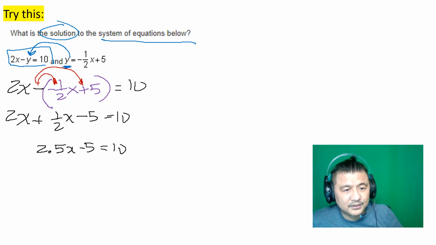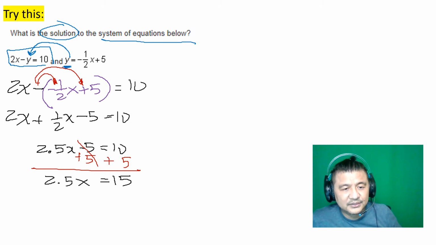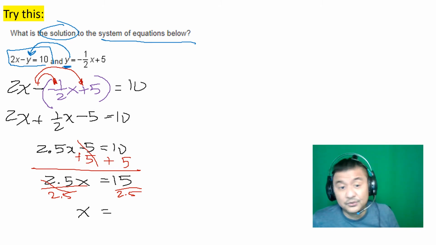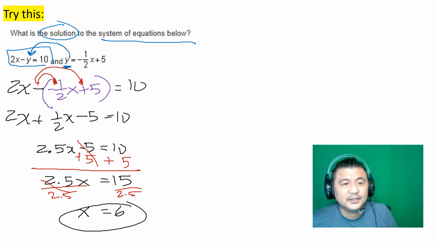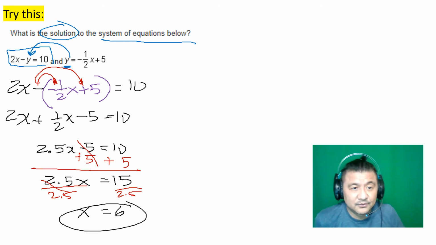So get rid of minus 5, plus 5 for you, plus 5 for you. That cancels out. 2.5x is equal to 15. So next, divide by 2.5, divide by 2.5. How many 2.5s can you get in 15? In 5, I can get 2. So 5, 10, 15, 2, 4, 6. So the answer is 6. So now I know x is equal to 6.